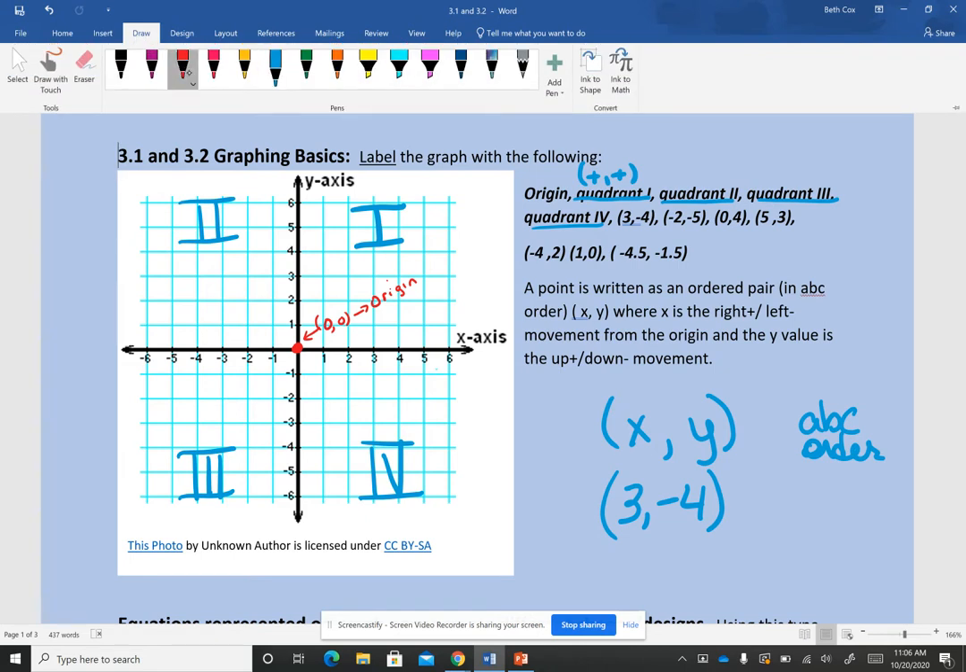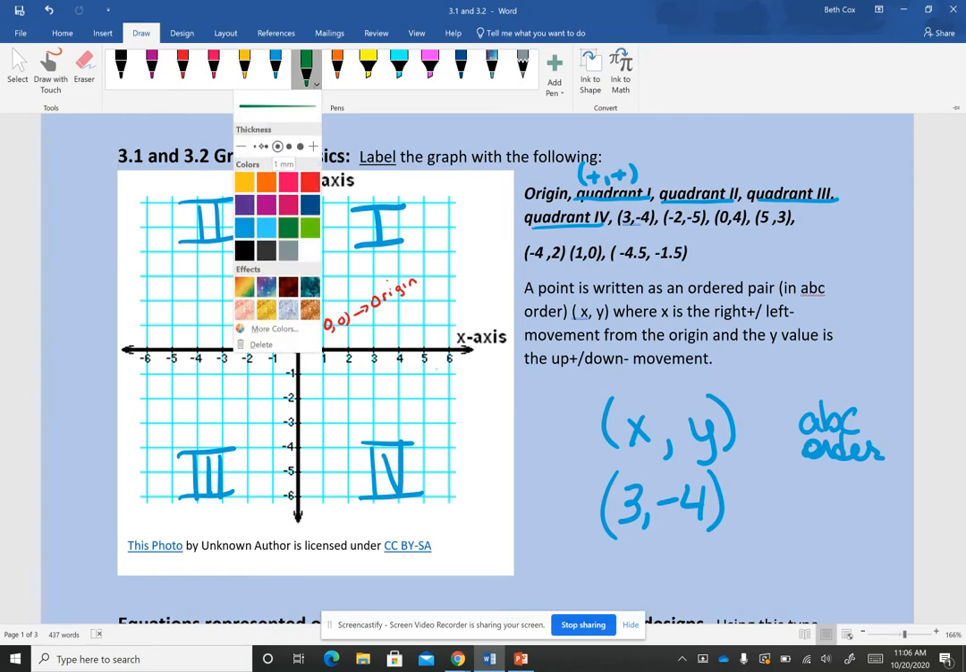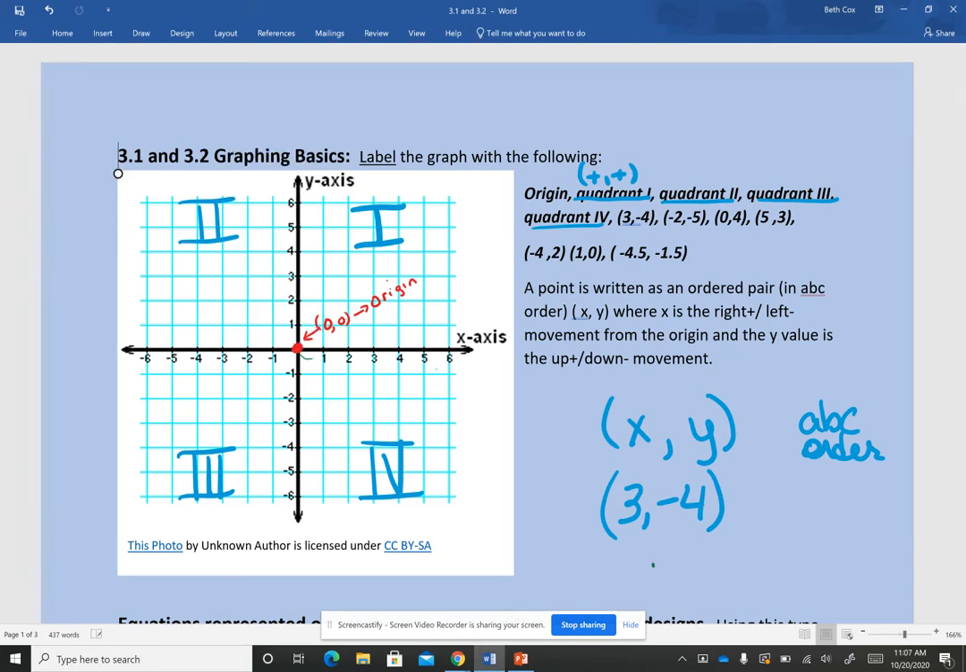So watch this. I'm going to use a really light green here. I'm going to make it really tiny. Okay, so 3, negative 4. If I start at the origin, I go positive 3, which would be right. And then negative 4 would be 4 down. And then I land right there, and that's the point 3, negative 4. Now the little humps are not needed. They're just there for teaching purposes so you can see what I did. I'm going to erase the humps, but I'll do it again for the next one.